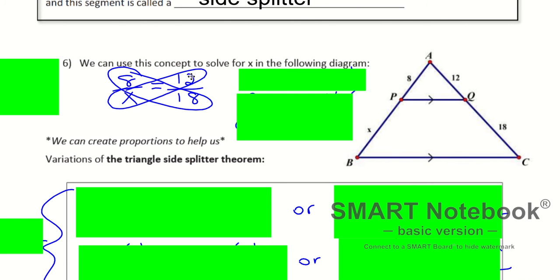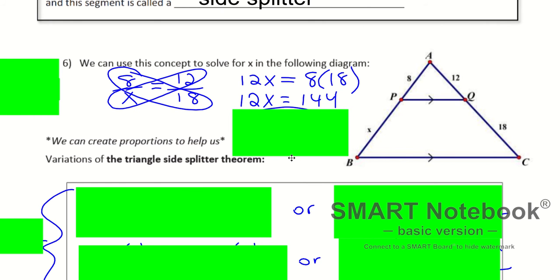So with proportions, you'll see that I've begun already. We're going to cross multiply to solve. So that means the product of the extremes is equal to the product of the means. That's what I've demonstrated right here. Multiply your 8 times 18 to get 144, and then we'll divide both sides by 12. And that's how we'll find that x equals 12. Done. Very simple.